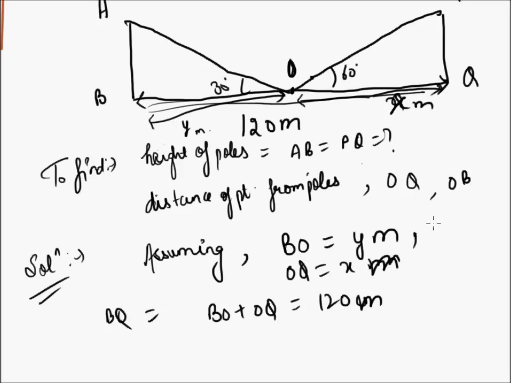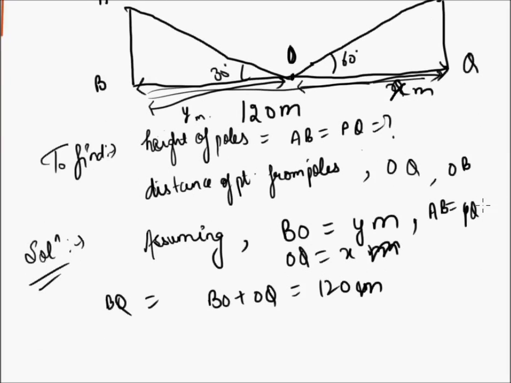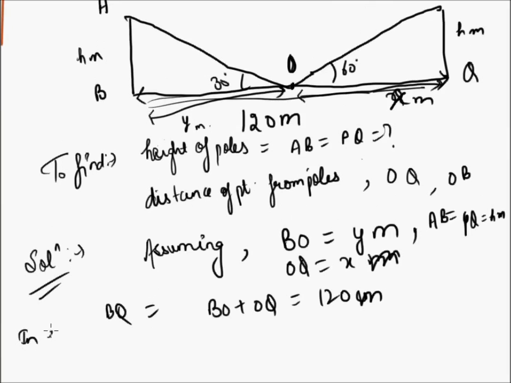Further assume that AB equals PQ, which is already given, the height of the two poles being equal. Say it is h meters. Both are h meters tall. So in right triangle ABO, right angled at B, again we have assumed that the poles are vertically erected, that is, they are perpendicular to the ground, the angle of elevation is 30 degrees.